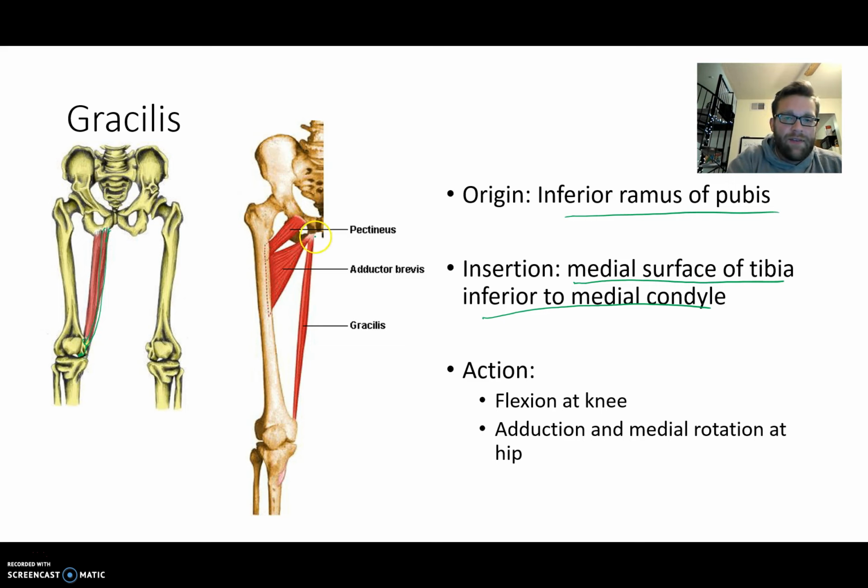With the gracilis, I have it labeled here. Again, it's going to pull down. It's one of the longer muscles in the body, and its main action is flexion at the knee, adduction, and medial rotation at the hip. So it's a hip adductor, so that's bringing it back. It's adducting the body, adding to the midline.